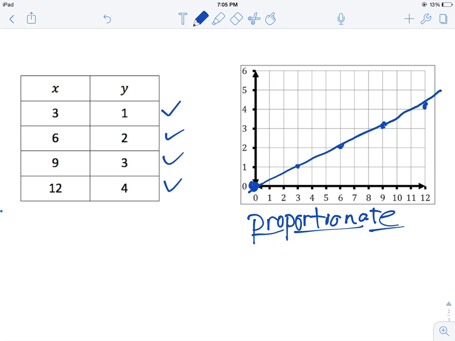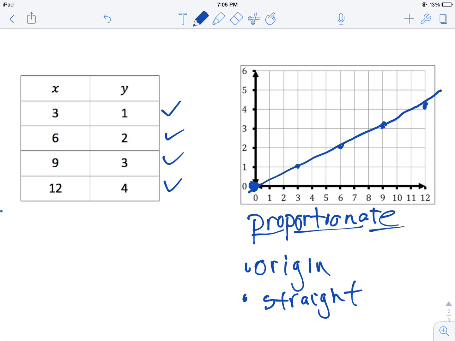It goes through the origin, and it is a straight line. I mean, there is really only one kind of line that is straight. So there it is, right? Those are our 2 checks. Let's look in the table.